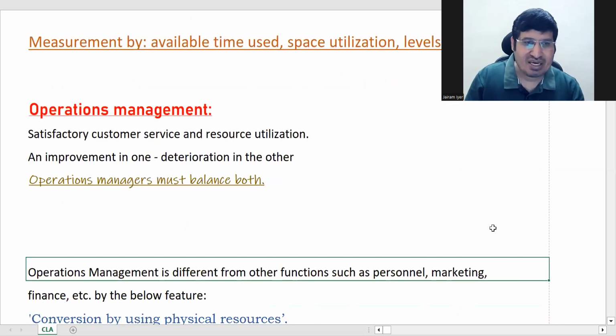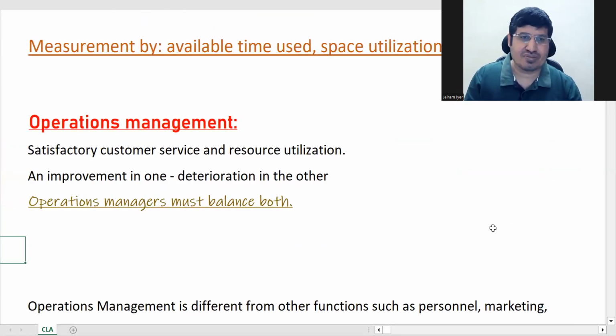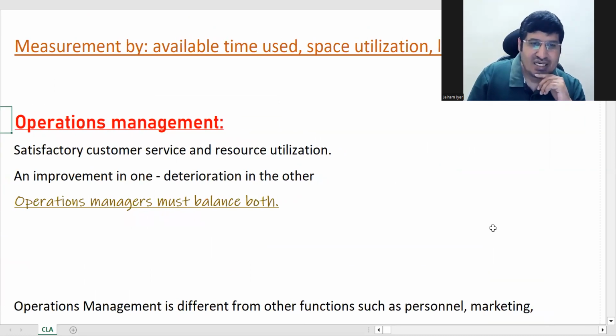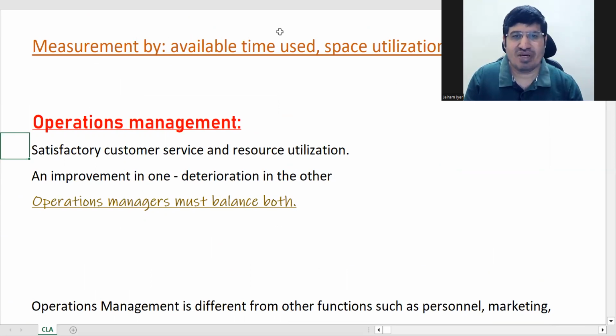Let's see next: satisfactory customer service and resource utilization. So this is what we had seen earlier. If you try to satisfy him more by giving him a sweet box, as I told you, a 500 rupees sweet box, then you will go at a loss. Your resource utilization will go for a toss.